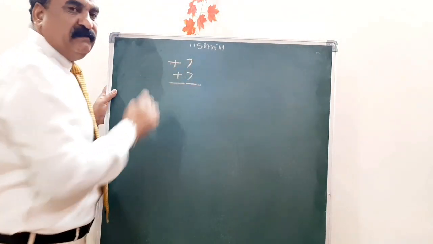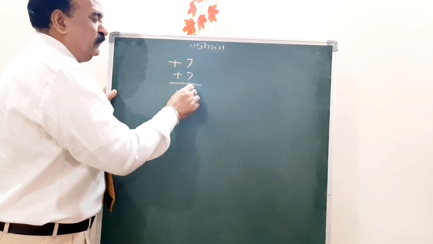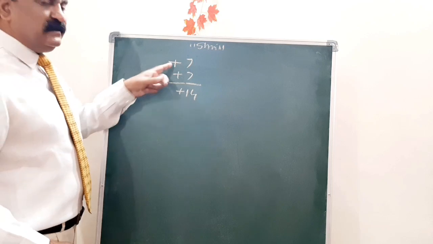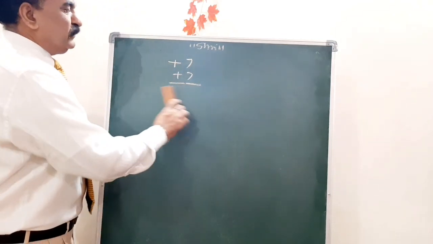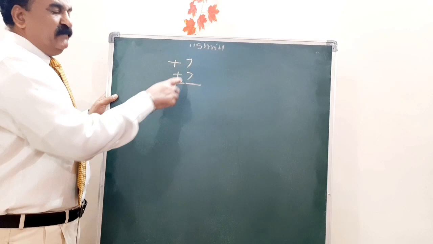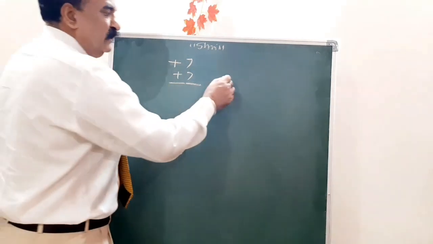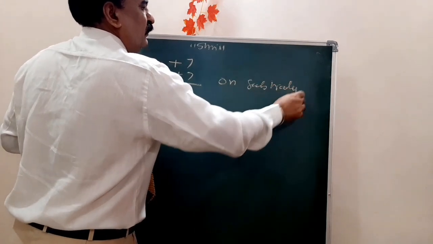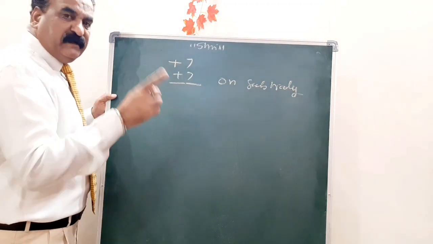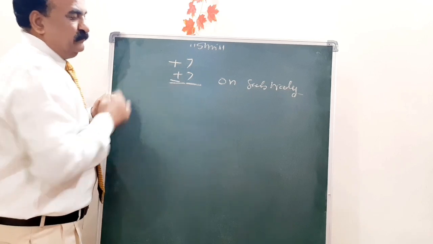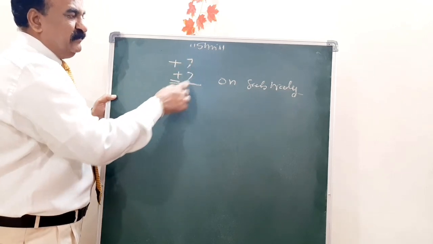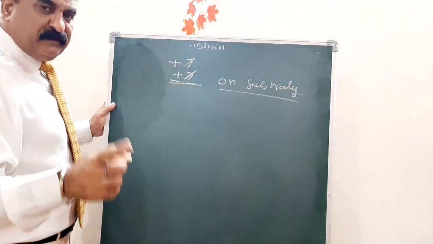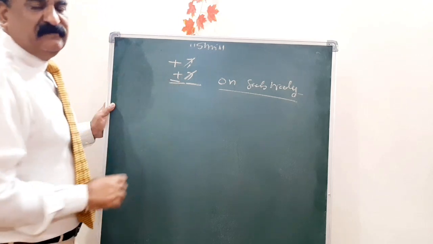Now, if I am writing here plus 7 and plus 7, and if I am writing here on adding, the plus 7 becomes plus 14. Now suppose if I want to cancel these numbers, plus 7 and plus 7, what I have to do here, I have to write on subtracting. Then subtracting means you will change the sign here, minus 7. So plus 7 minus 7 will get cancelled, because here you are writing on subtracting.